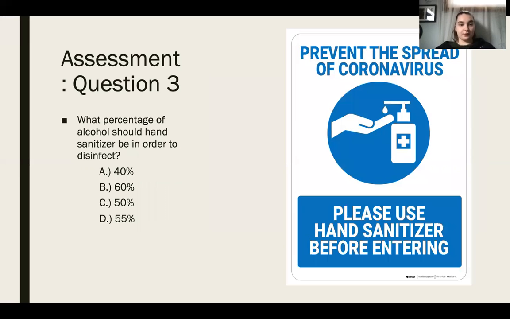Question number 3, what percentage of alcohol should hand sanitizer be in order to disinfect? A, 40%, B, 60%, C, 50%, or D, 55%? And the answer is B, 60%.